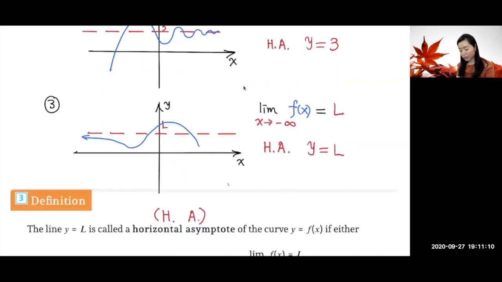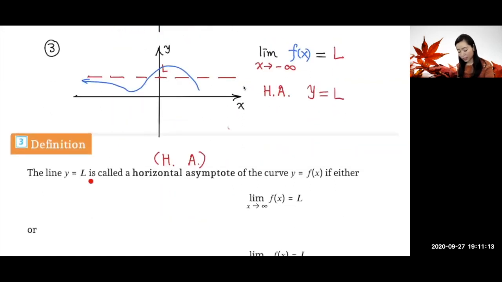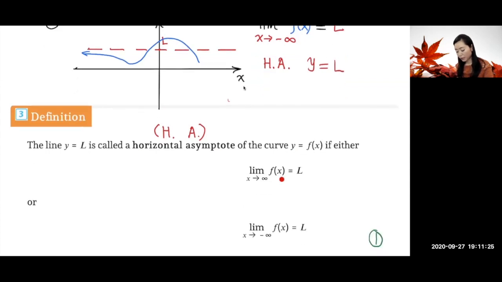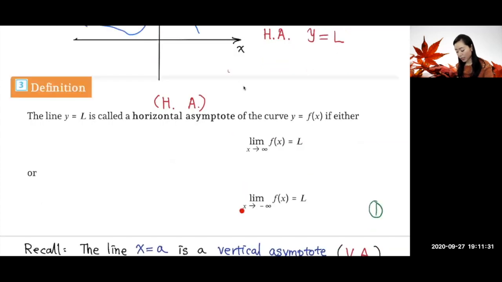So the formal definition for horizontal asymptote is this. The line y equals L is called a horizontal asymptote of the curve y equals f of x if either the function approaches L when x goes to infinity, or the function approaches L when x goes to negative infinity. So pay attention to this. It is when x goes to infinity or negative infinity. So basically you want to see what happens at the left end and the right end. Does the function approach a finite number? If it approaches a finite number L, then y equals L is a horizontal asymptote.